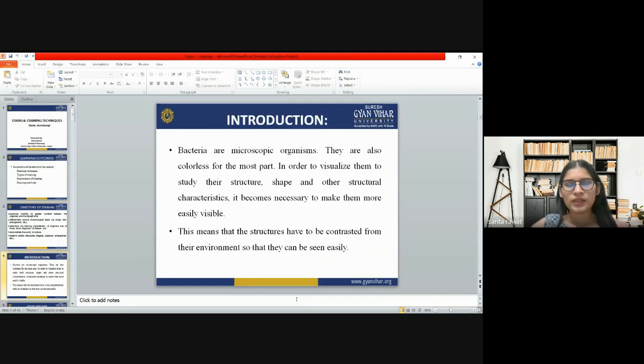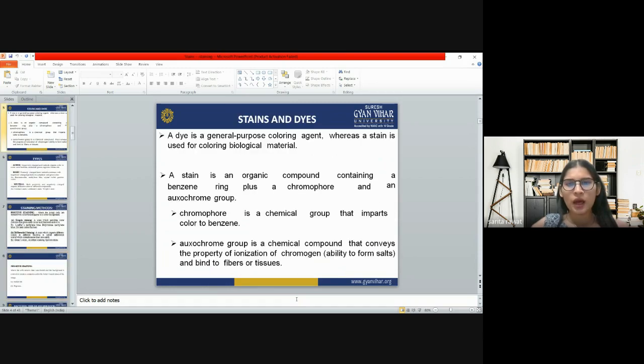Now we will start with the introduction part. Bacteria are microscopic organisms. They are also colorless for the most part. In order to visualize them, to study their structure, shape, and other structural characteristics, it becomes necessary to make them more easily visible. This means that the structures have to be contrasted from their environment so that they can be seen easily. Now, what are stains and what are dyes?